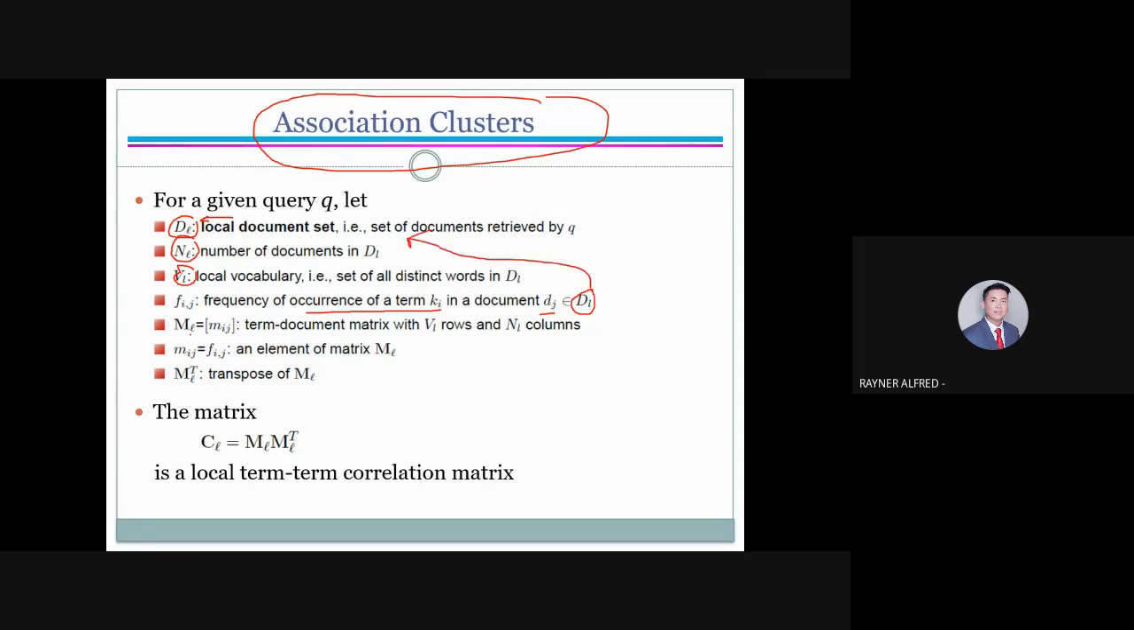And we have a matrix. This matrix is called the term-document matrix that will have V number of rows and N number of columns. The matrix will consist of the frequencies that we have. And also we have the transpose of matrix L. So we can build the term-term correlation using this formula. This formula can be used to tell which two terms are closely related to each other.